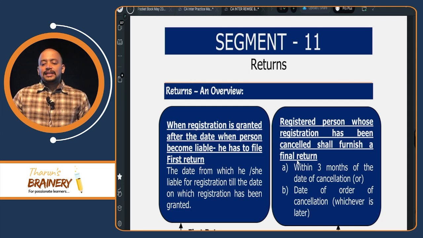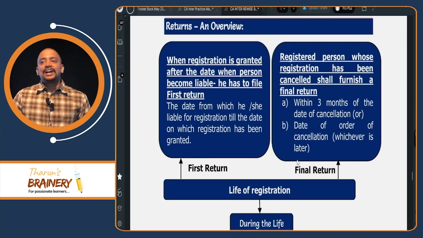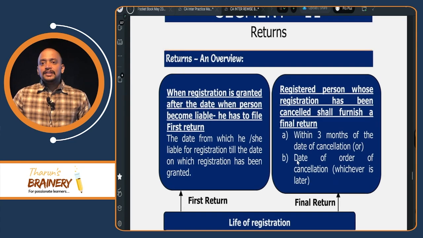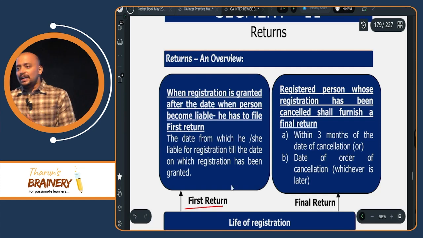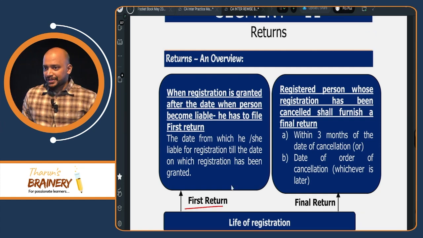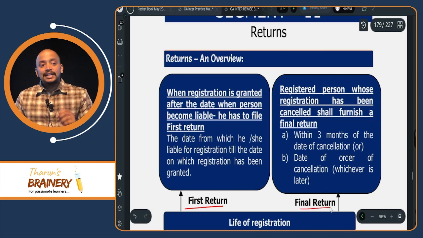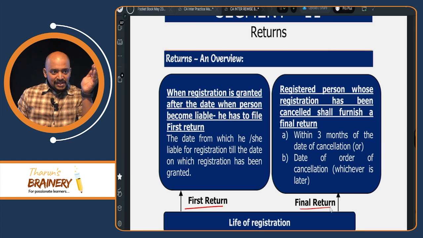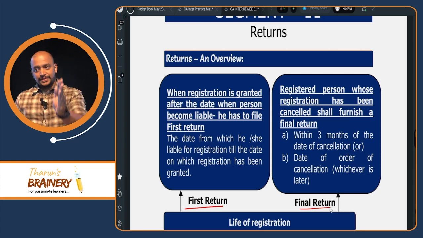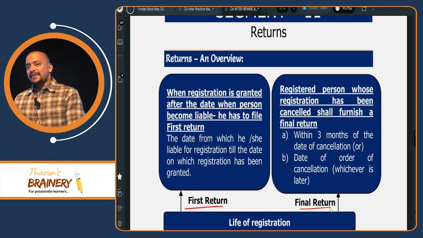Returns, there are various returns to be filed by a registered person. So there is something called as first return, which is to be filed immediately after registration, and a final return immediately after cancellation of registration. So as and when we get registration, we need to file first return. As and when we cancel registration, we need to file final return.